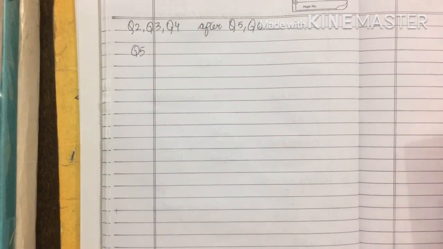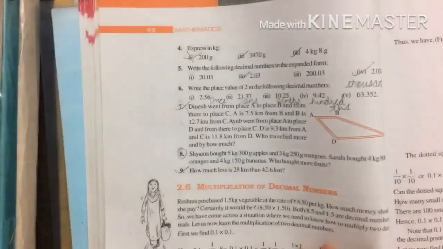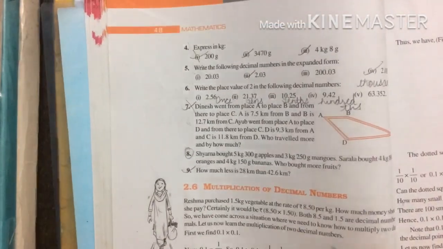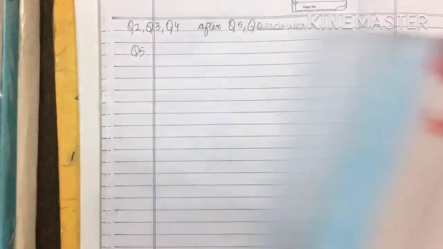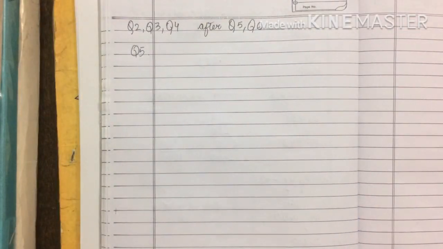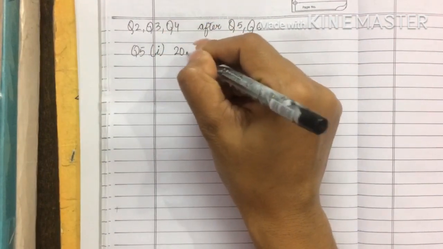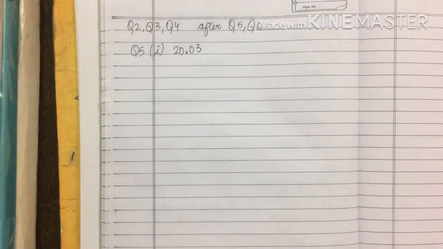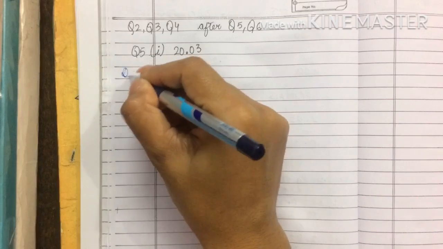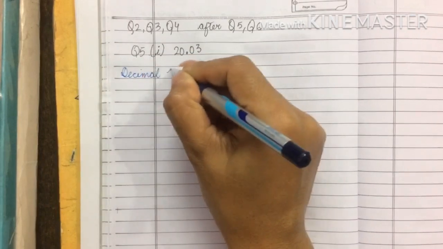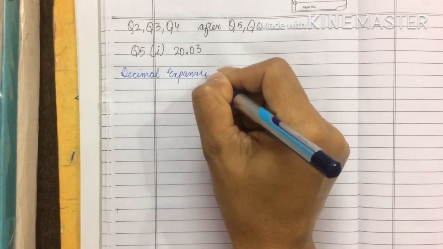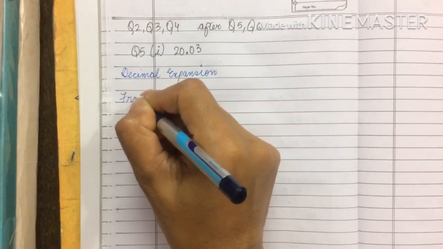Question number 5 is write the decimal numbers in the expanded form. So you have to write the decimal numbers in the expanded form. I hope you remember this from last year. Let's do first part. 20.03. To write its expanded form, we can write the expanded form in two ways. So first is the decimal expansion and the other one is the fractional expansion.